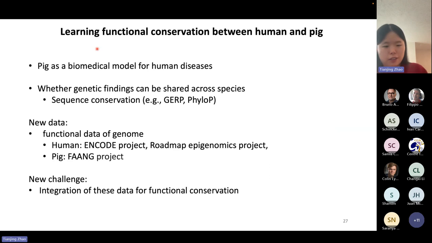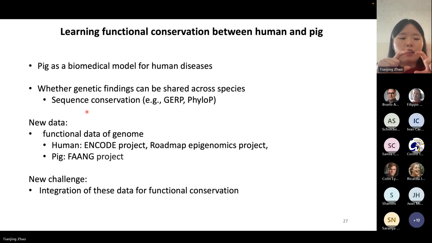So here in this project, we study the functional conservation between human and pig. And pig is very important for human studies. What we are familiar with is, let's say I have a DNA segment from pig, and I also have a DNA segment from human, those ATGC. So we can compare those ATGC to see whether these two are identical.